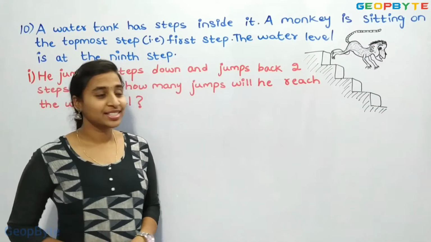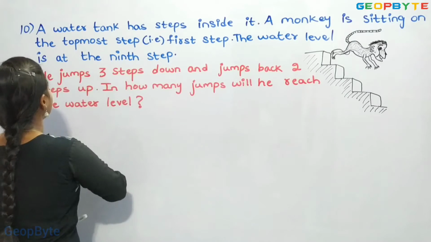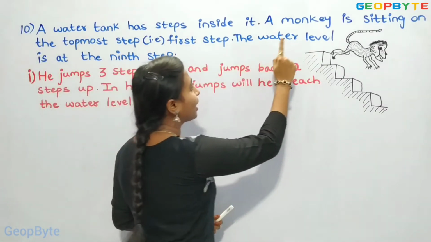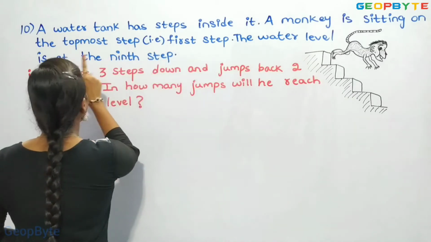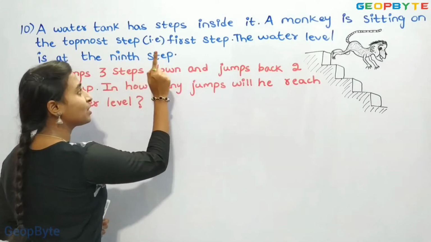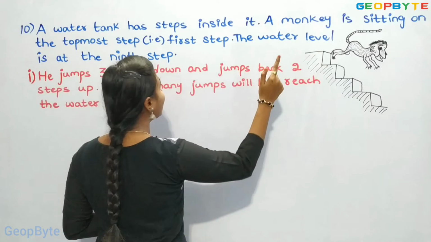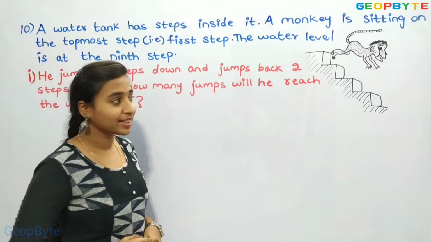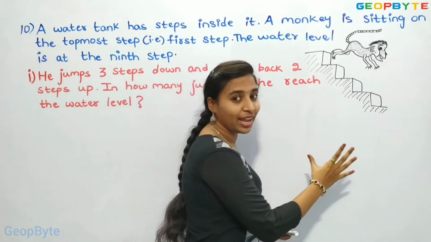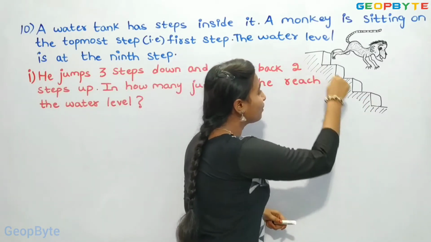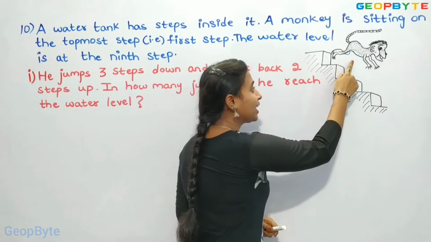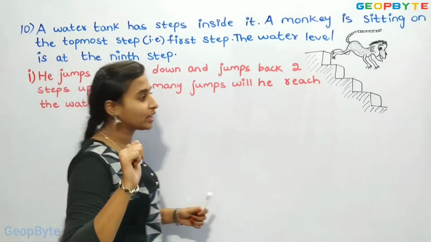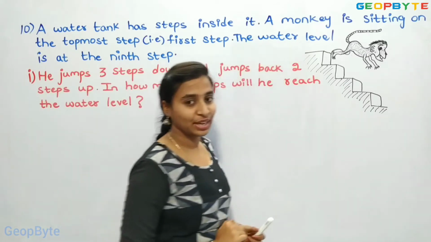Now, let us see the 10th question. A water tank has steps inside it. A monkey is sitting on the topmost step, that is the first step. The water level is at the 9th step. They are saying that this is a water tank. In a water tank, we have steps, the monkey is sitting on the first step, and the water level is at the 9th step.